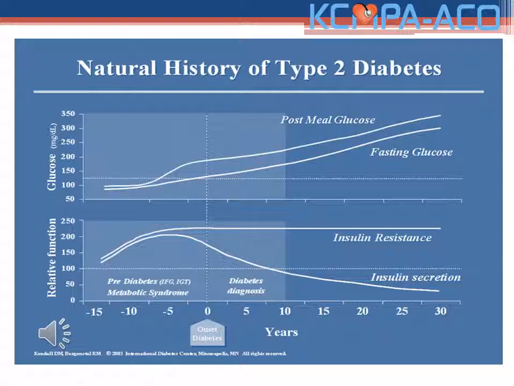This graph illustrates the progressive nature of type 2 diabetes. Insulin resistance usually occurs first. As the body becomes more insulin resistant, the pancreas will try to compensate by secreting more insulin. At this stage, the top graph shows that blood sugars are still mostly normal. However, over time, the pancreas can't keep up with the increased demand for insulin and eventually begins to wear down, causing a decrease in insulin secretion. When this occurs, blood sugar levels begin to go up.